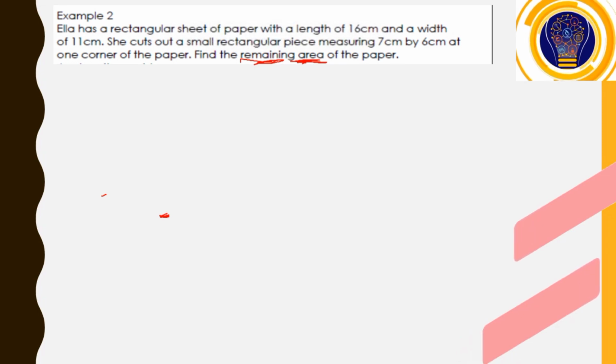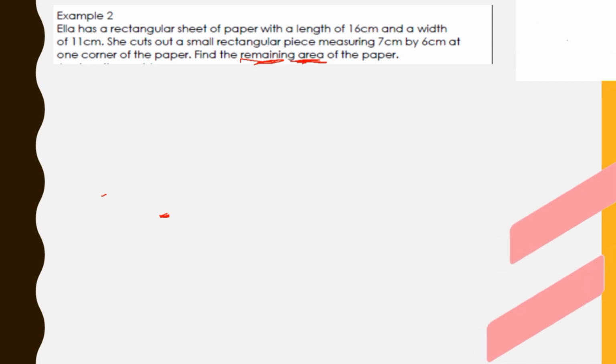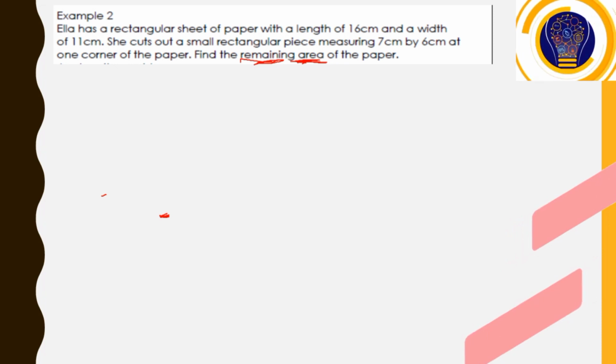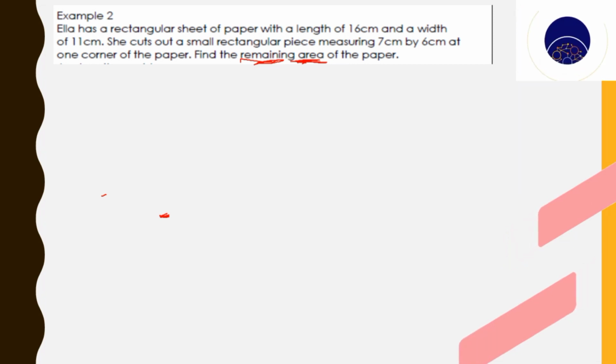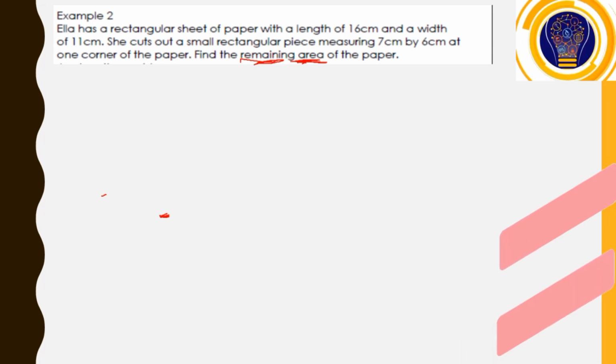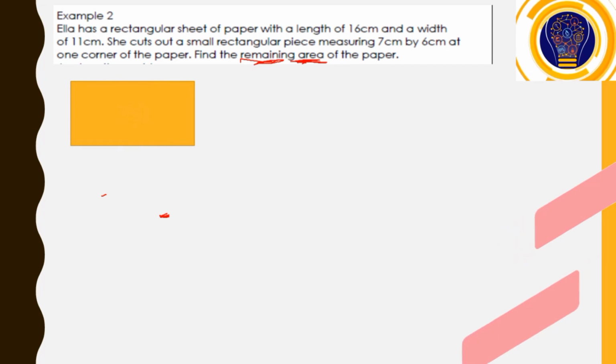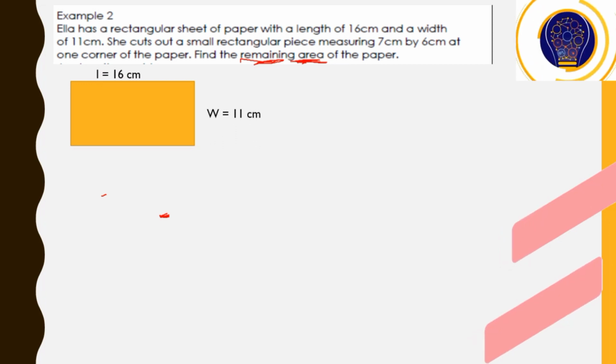Another example. Ella has a rectangular sheet of paper with a length of 16 centimeters and a width of 11 centimeters. She cuts out a small rectangular piece measuring 7 centimeters by 6 centimeters at one corner of the paper. Find the remaining area of the paper. So, when it comes to area, let's first visualize. So, syempre, papel, rectangular paper. Let's say this is the rectangular paper and the length is 16 centimeters and the width of 11 centimeters.